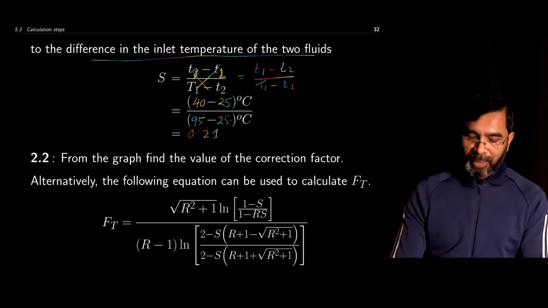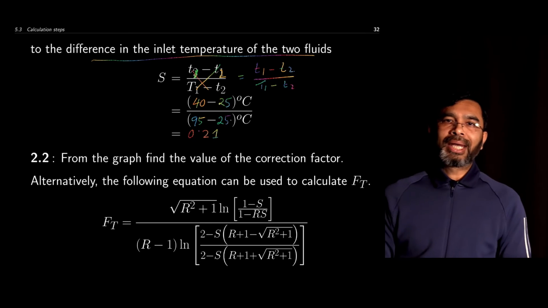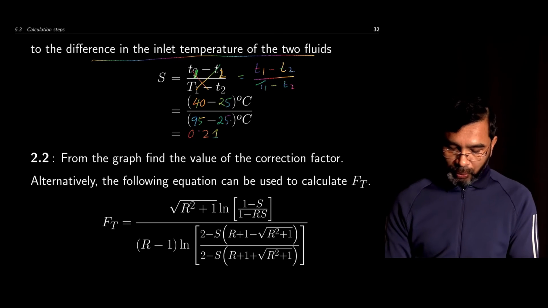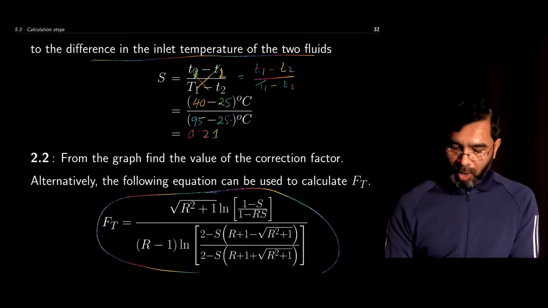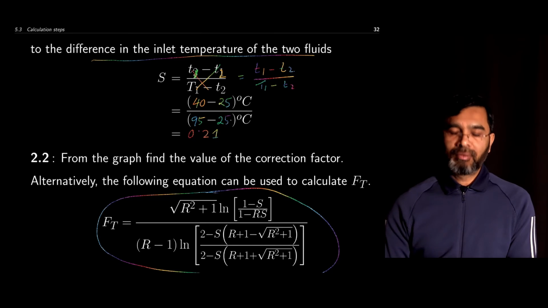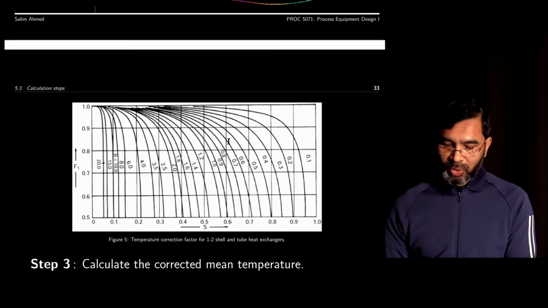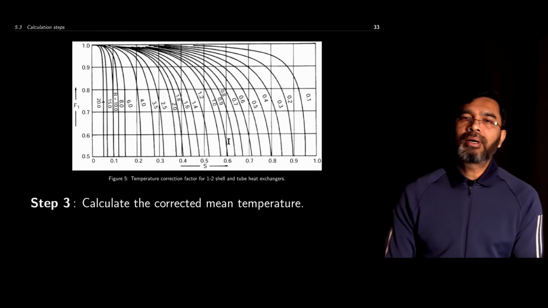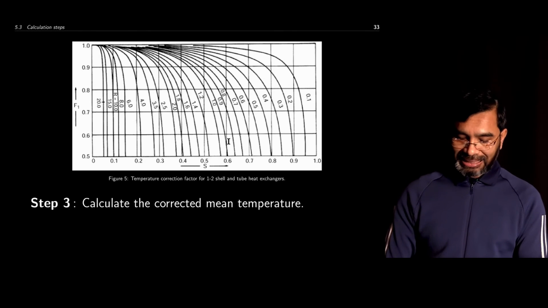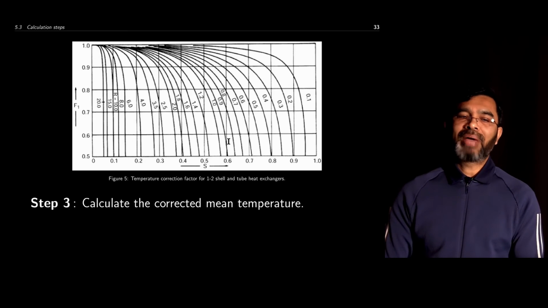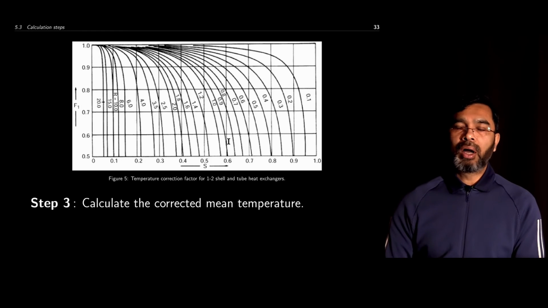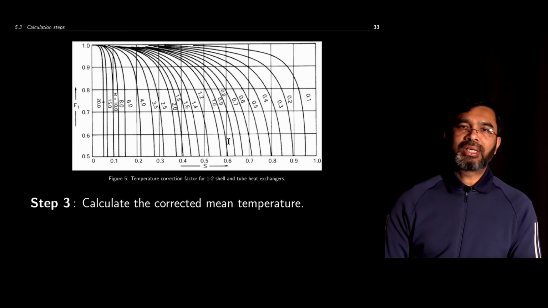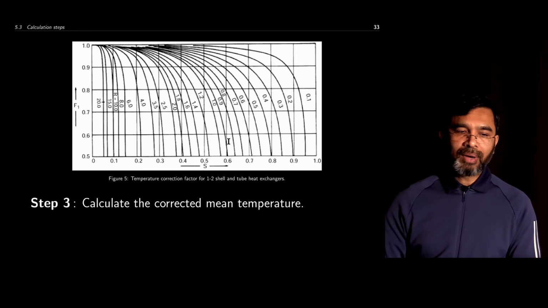Now using these two numbers R and S, we can calculate the correction factor. And how to do it? There are two ways. One, you can use this equation and plug in the value of R and S in this equation, and it will give you the value. Alternatively, you can use this graph. And this graph is available for 1 to x to 4x, meaning that single shell pass or 2 or 4 tube passes, or double shell passes and 2 and 4 tube passes. Do remember that the correction factor does not depend on the number of tube passes, it depends on the number of shell passes. So how to calculate the correction factor here?